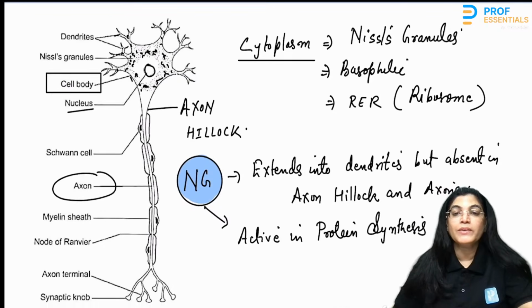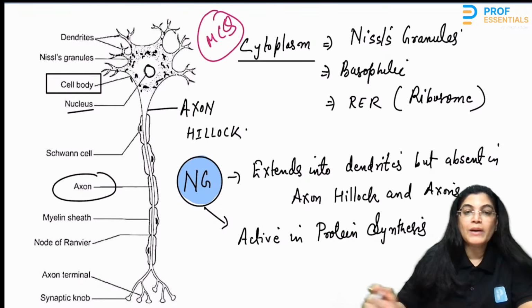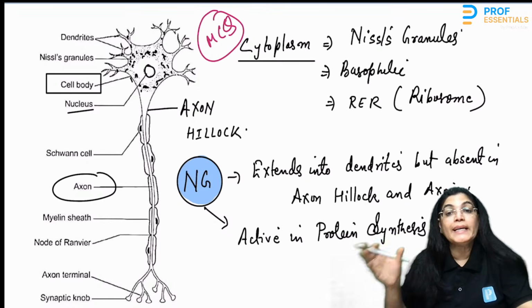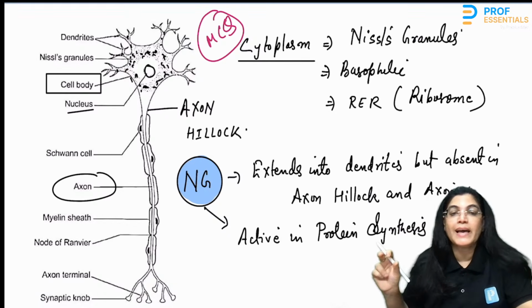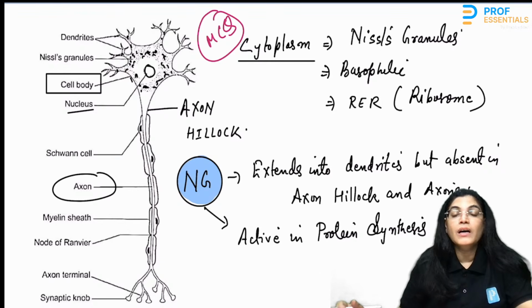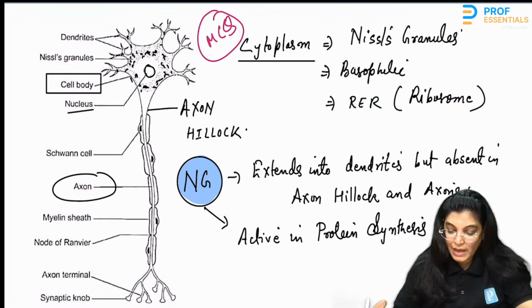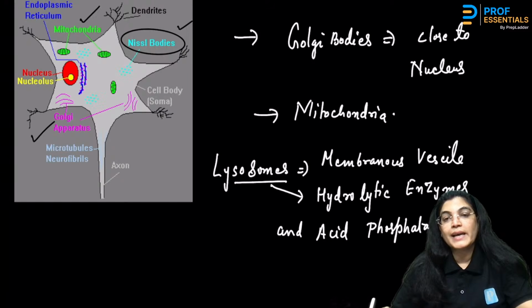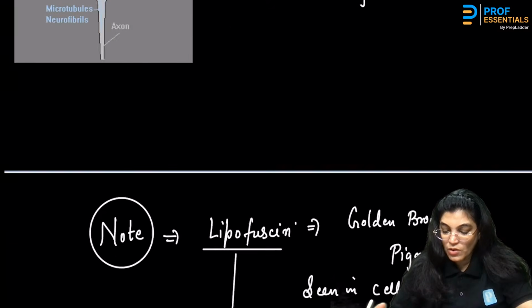A very important point for MCQs and the viva, please note down: the cytoplasm contains Nissl granules, but Nissl granules will be present in the cell body. They can extend into the dendrite, but they will not extend into the axon or axon hillock part of the neurons. Nissl granules are important for protein synthesis. We also talked about Golgi bodies, lysosomes, membrane vesicles which have hydrolytic enzymes and acid phosphatase, and we also talked about lipofuscin.